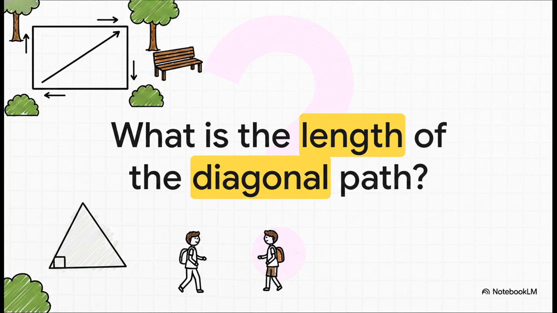Let's tackle another one. This time, a park scenario. Imagine a park that is 12 meters long and 5 meters wide. What is the length of the diagonal path right across the park? Think about it. You're walking home and you reach this rectangular park.